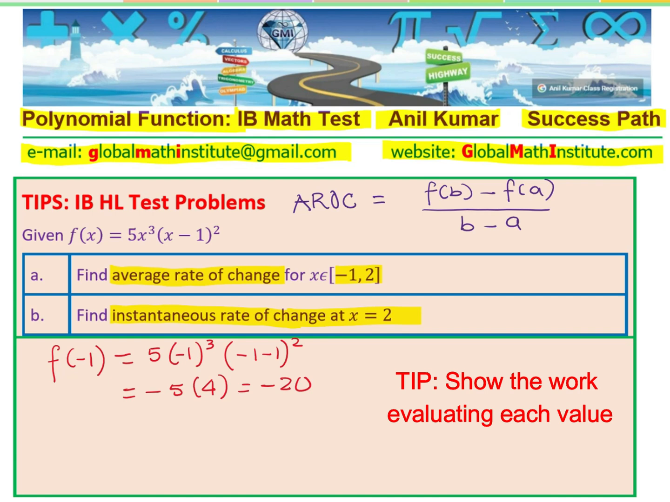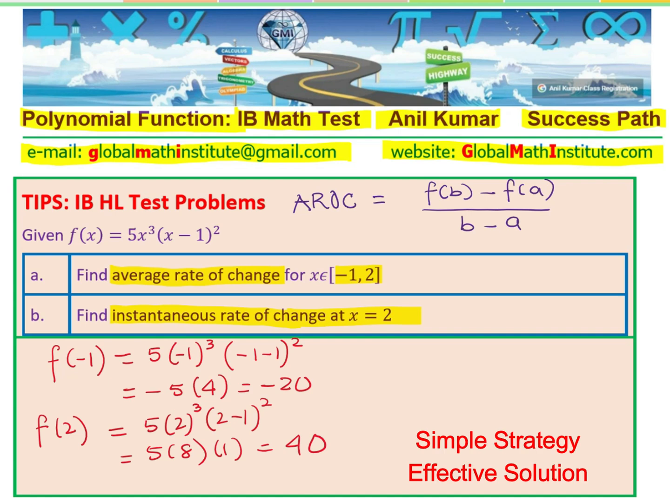The other one is f of 2. So let's plug in 2 now, and we get 5 times 2 cubed times (2 minus 1) whole squared. So 2 cubed is 8, so 5 times 8, and this square is 1, and this value therefore is 40, correct? So once you have found these values, easy calculations, we can now find the average rate of change.